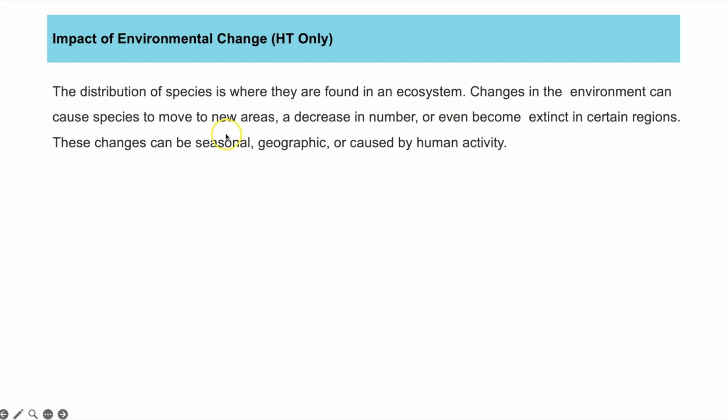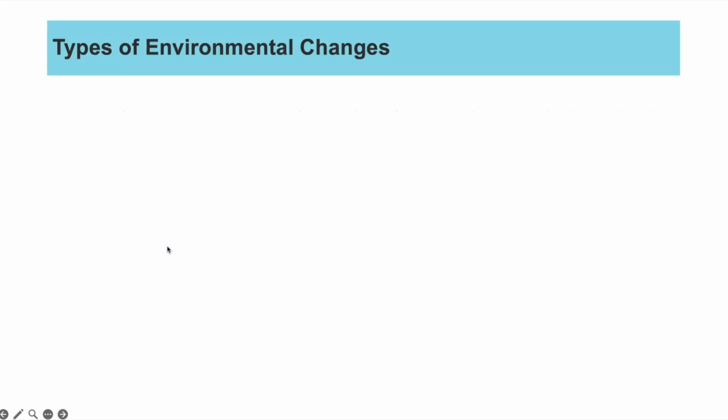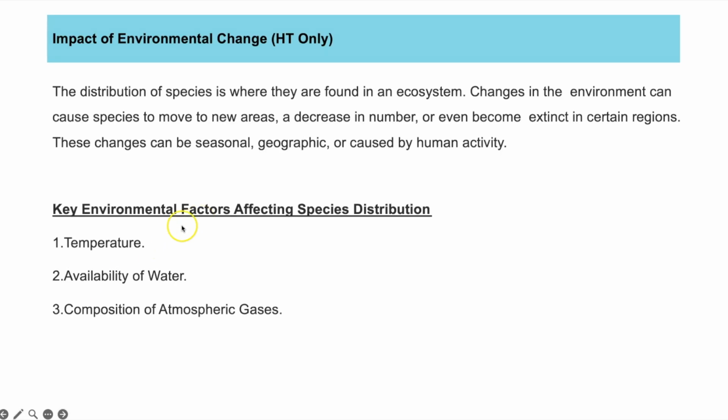And these changes that we see might just be seasonal. They could be in particular locations, so geographical, and sometimes they're also directly caused by human activity. So key environmental factors that affect species distribution are the temperature, availability of water, and also the composition of atmospheric gases. So for example, temperature, that's why some birds will fly south in the winter because it's too cold in the winter in the northern territory, so countries.